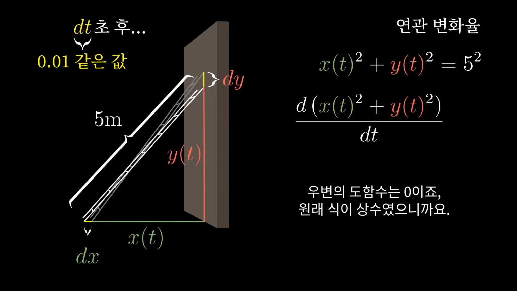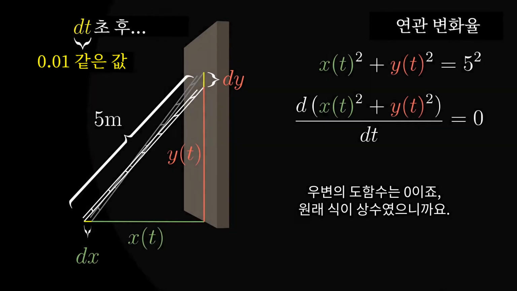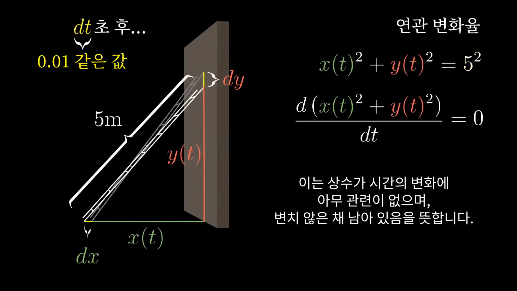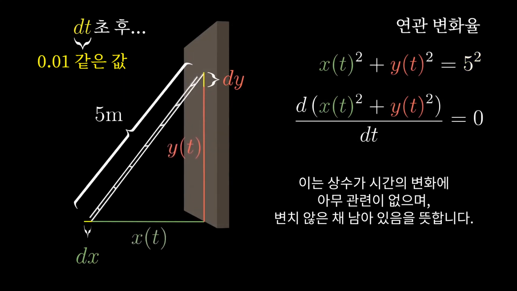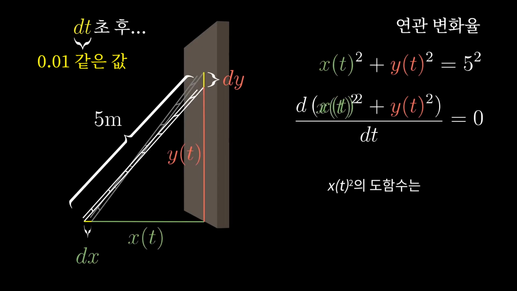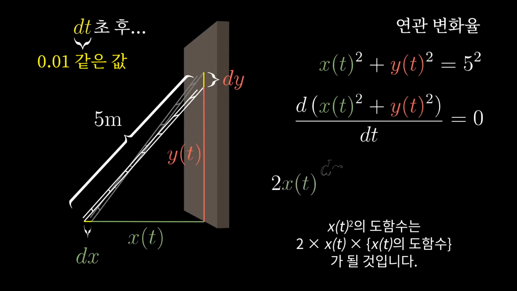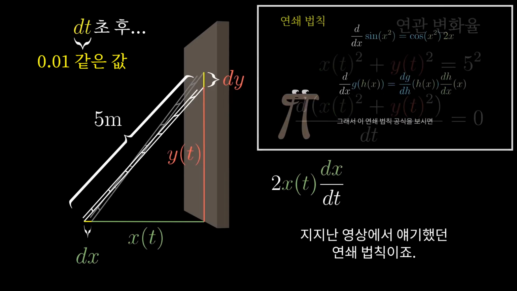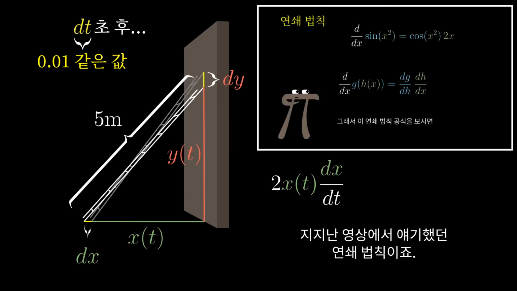On the one hand, we know that that derivative should be 0, since the expression is a constant, and constants don't care about your tiny nudges in time, they just remain unchanged. But on the other hand, what do you get when you compute this derivative? Well, the derivative of x of t squared is 2 times x of t times the derivative of x. That's the chain rule that I talked about last video.